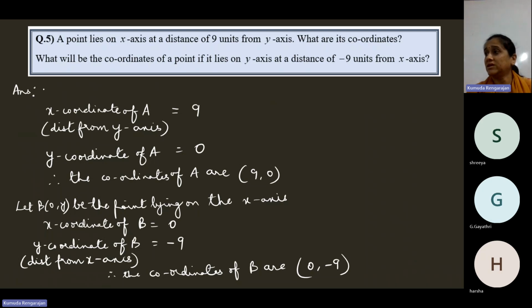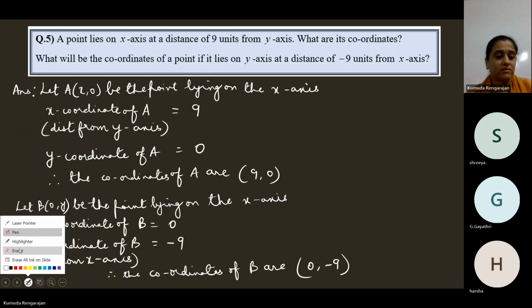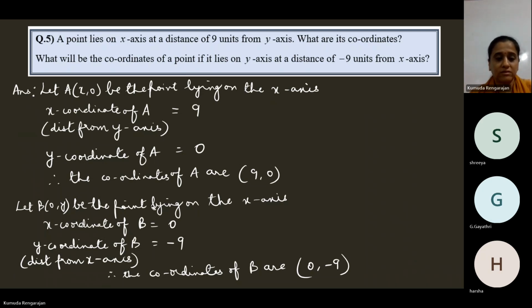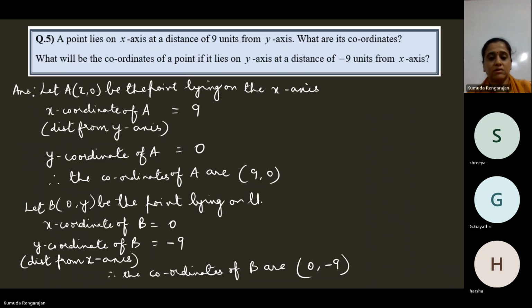Children, so that you also understand the mistake I made, see: let A x comma 0 be the point lying on the x-axis. Yeah, this one. Let B 0 comma y be the point lying on the y-axis.